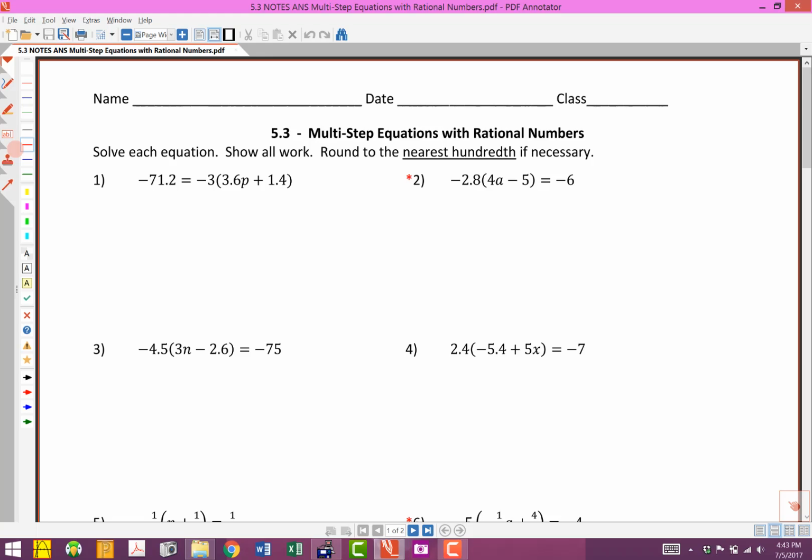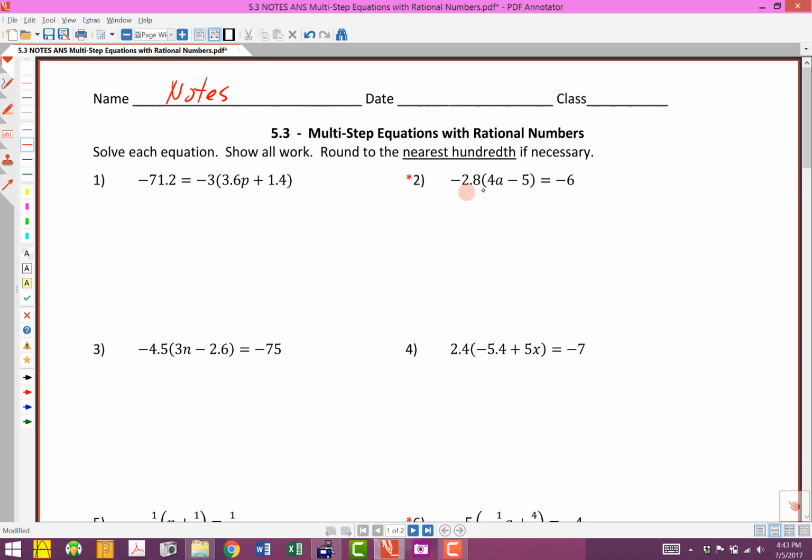So we're in the next section here, 5.3, on multi-step equations with rational numbers. As we go through and do this, again, practice good techniques. Notice that the instructions on this one do say round to the nearest hundredth if necessary. Some of these problems do have decimals, and I'm hoping that you're catching on to the fact that fractions are a little bit easier to work with.